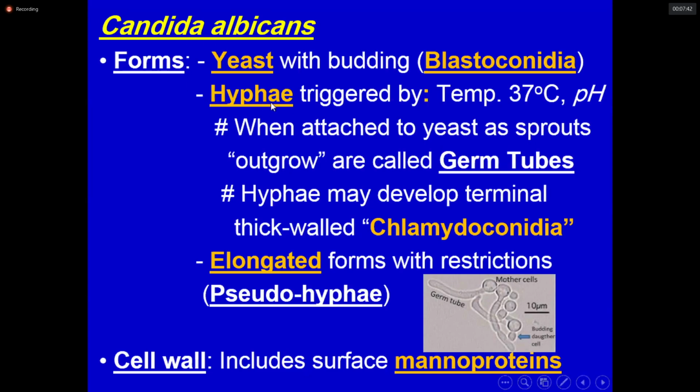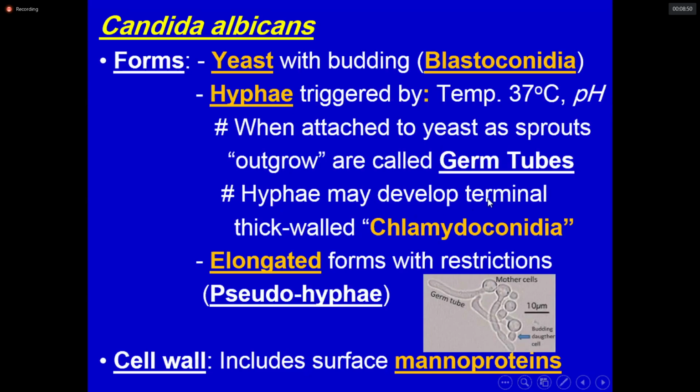Hyphae, the other form. If you grow Candida at 37 degrees centigrade at a certain pH, it will form hyphae or pseudohyphae. The budding, as I said, will outgrow and become elongated, tube-like. It is called a germ tube. You can see this is the mother cell, and here there will be an outgrowth like that when you grow it at 37 degrees centigrade. Another cell, a yeast cell with just budding, this is the daughter cell. When the budding is cut, it will form another cell. But when you grow this budding, it can form what we call a germ tube.